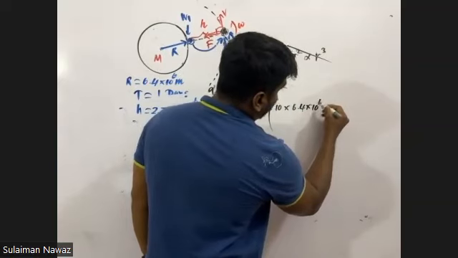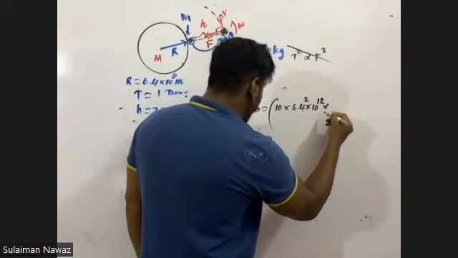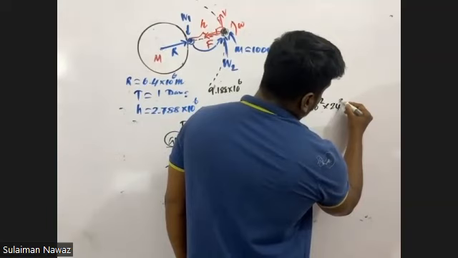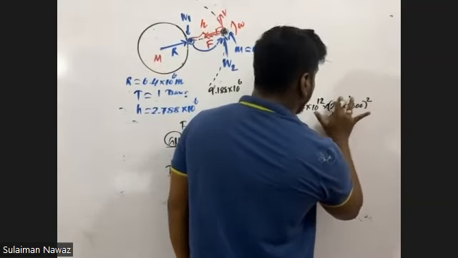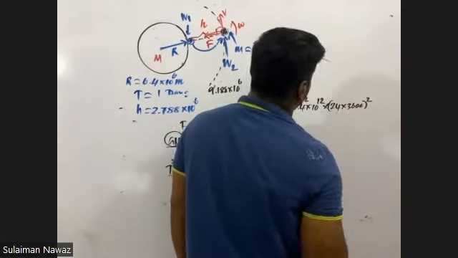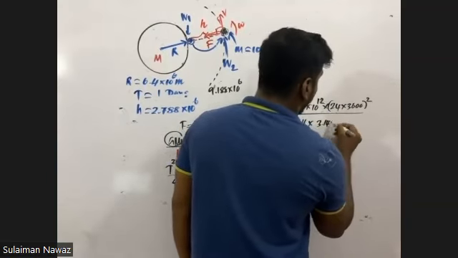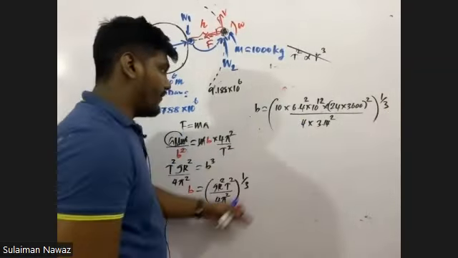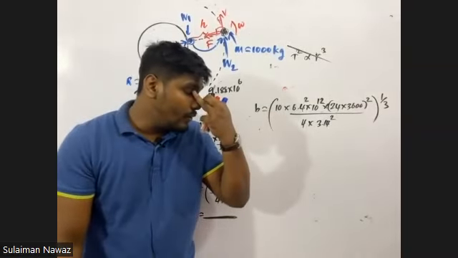6.4 into 10 to the power 6 squared. 6.4 squared, 10 to the power 6 squared means 10 to the power 12, into now the time period. Now time period is 24 hours. Now 24 into 3600 whole squared. Am I correct? Then divide by 4 into 3.14 whole squared, to the power 1 over 3. Okay, you find the answer. Then you find simple b and subtract the radius capital R. Then you will obtain the answer. Now I think you can do it.